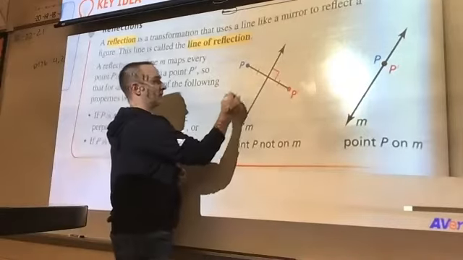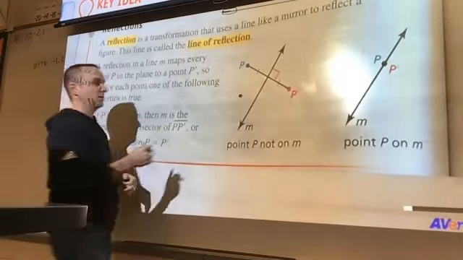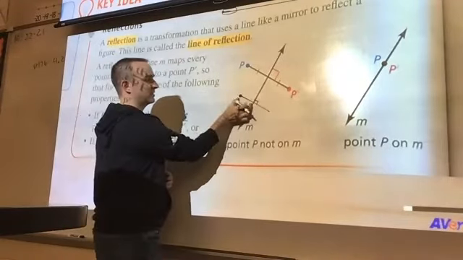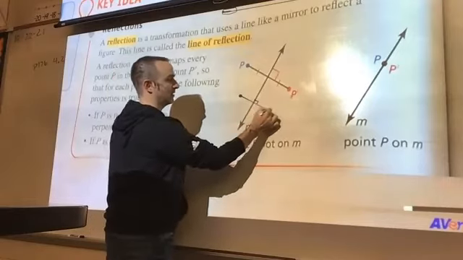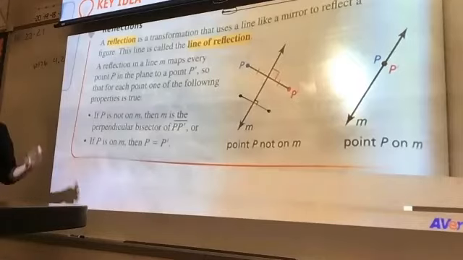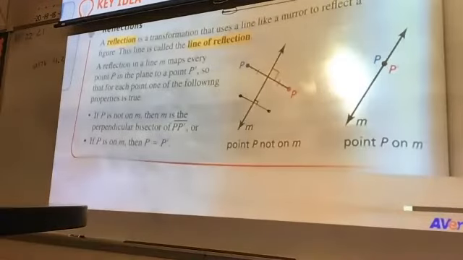For example, if I have this point right there and I wanted to reflect it, I would make this perpendicular and measure the distance here, and there's our new point. There's our reflection. So it has to follow that rule of being perpendicular and equidistant from the line of reflection. If it doesn't follow that, it is not truly a reflection. So just be careful of that. The other one that they're showing here: if you have a point that's on the line of reflection, it's going to stay on the line of reflection in the exact same spot.